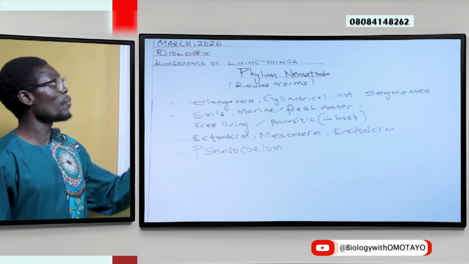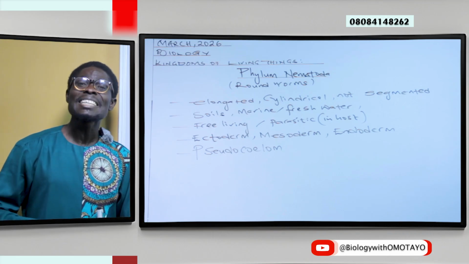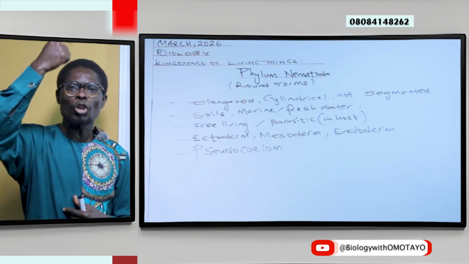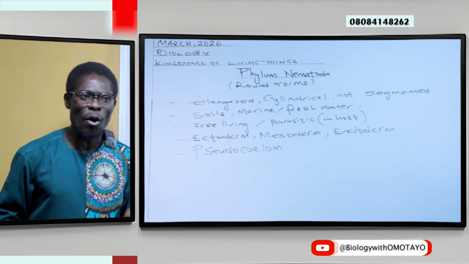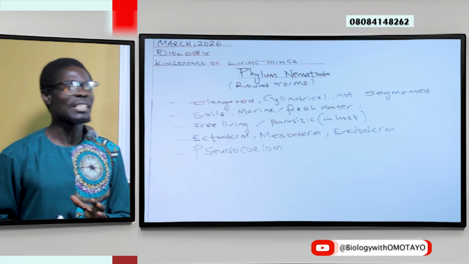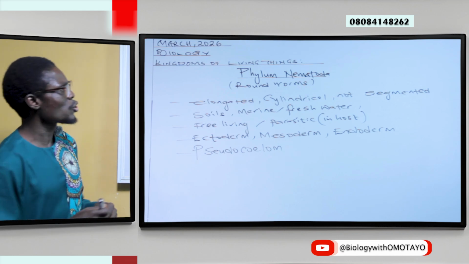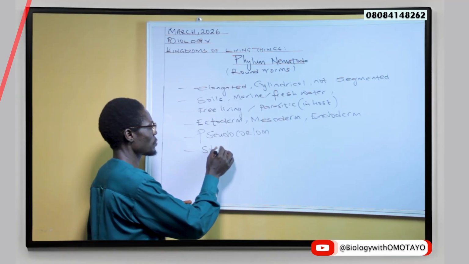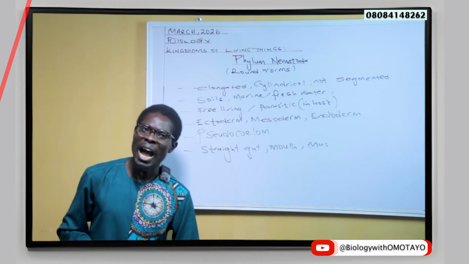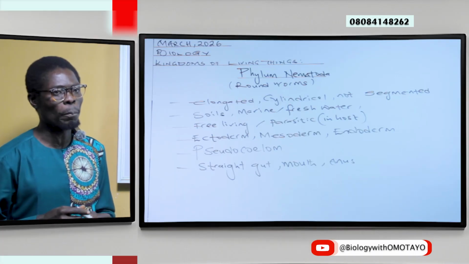pronounced. By the way, for organisms under Phylum Nematoda, as I said earlier, they are cylindrical and they have pointed tips. Yes, the body tapers both at the top and beneath. Organisms here equally have a straight gut, a mouth and an anus. The mouth and the anus are at opposite ends.